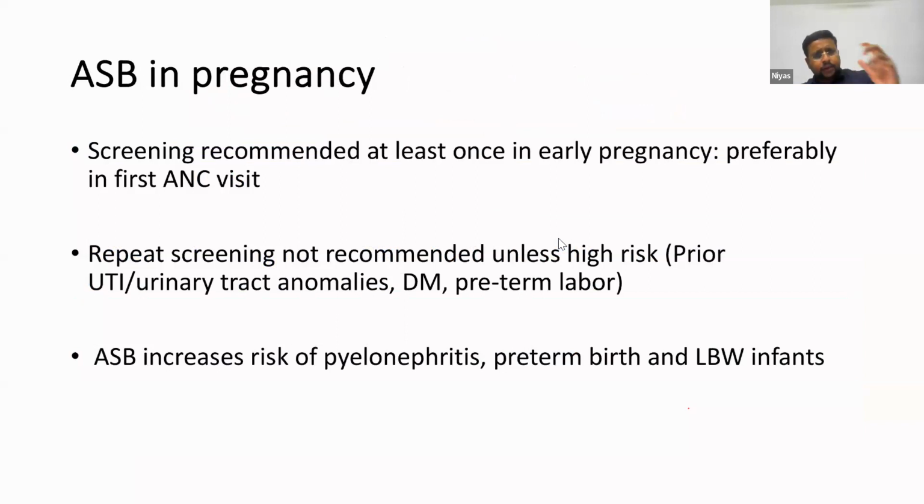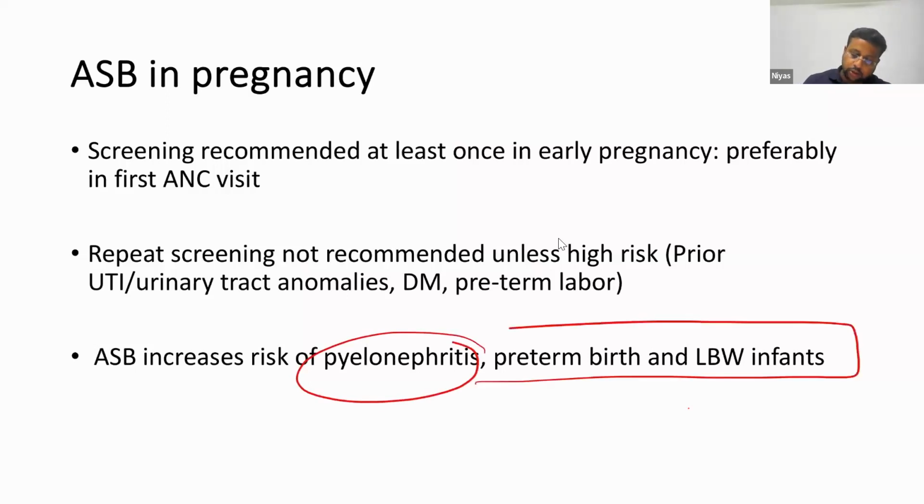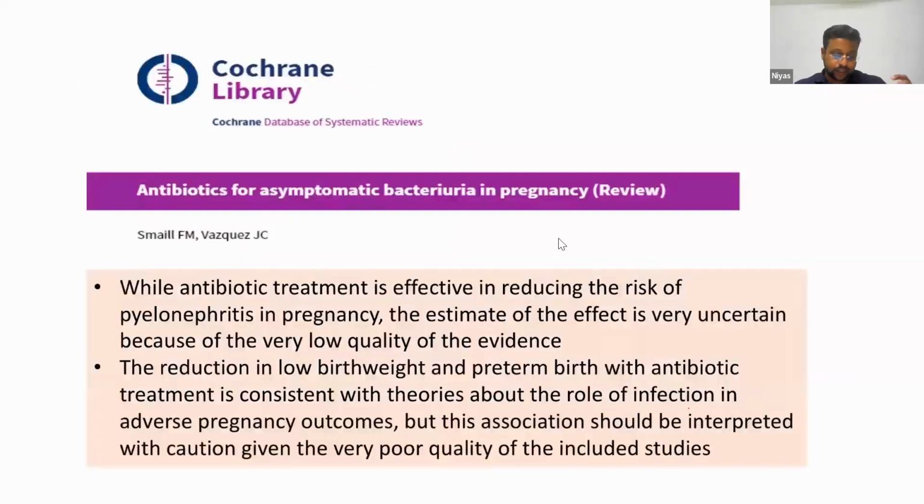Now, particularly in pregnancy, treatment of asymptomatic bacteriuria should be done. This is because in pregnancy, asymptomatic bacteriuria can lead to pyelonephritis, obviously, and also can increase the risk of preterm birth and low birth weight infants. That is the reason why screening for asymptomatic bacteriuria in pregnancy is recommended, which should be done in the first antenatal checkup preferably. And if the patient has asymptomatic bacteriuria, we should be treating them also.